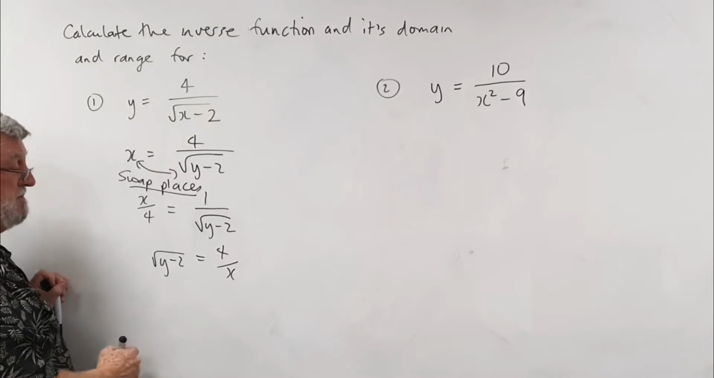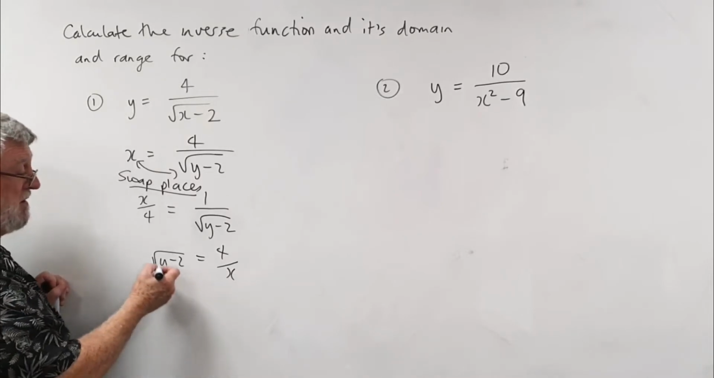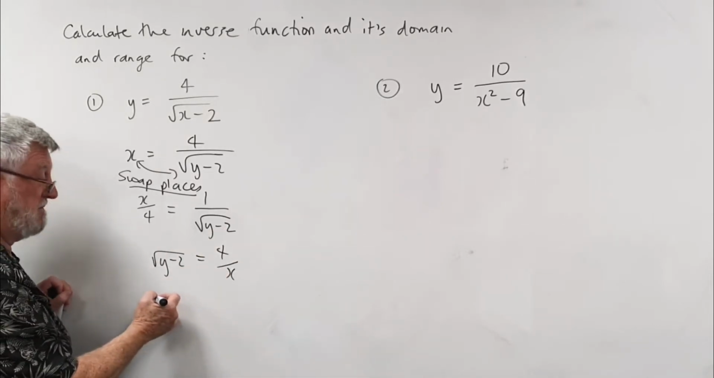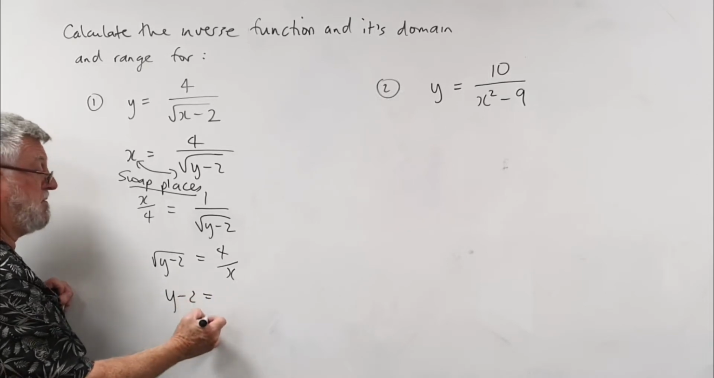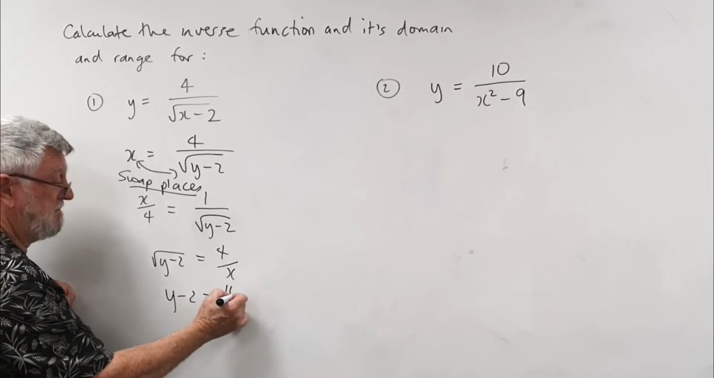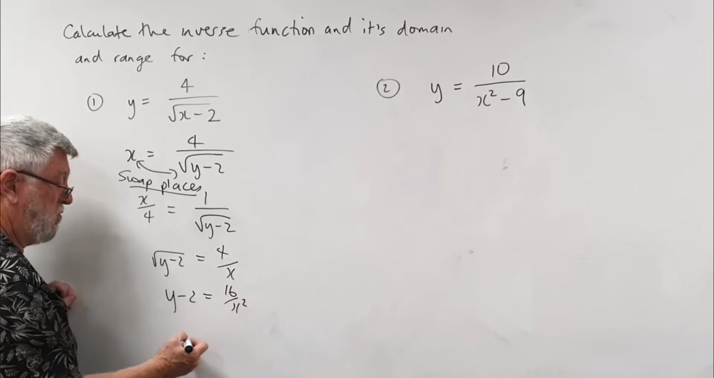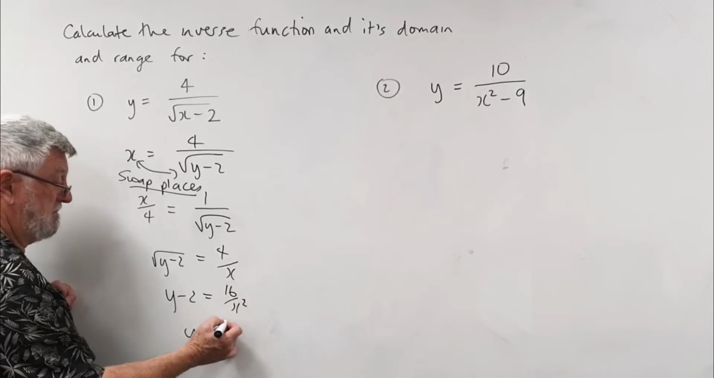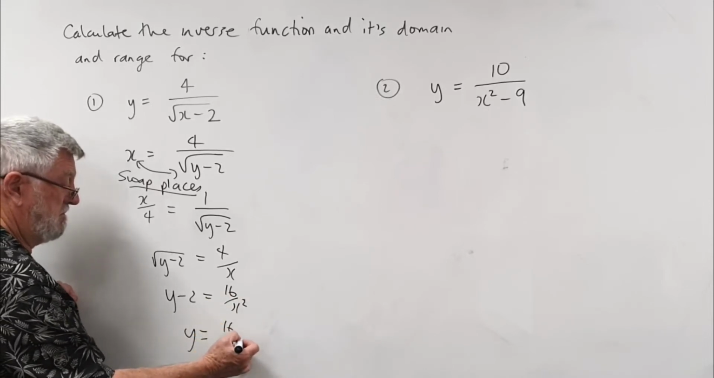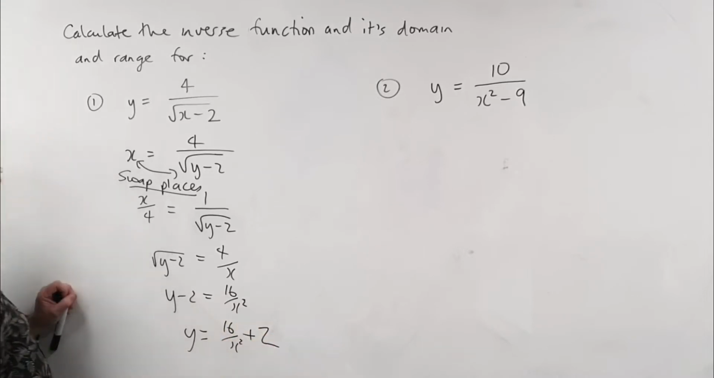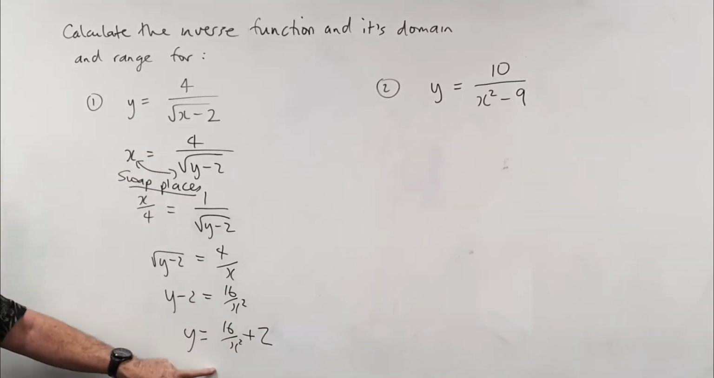And what do we do next? Squared, right. Now, do you write it in or just do it? Just do it. Y minus 2 equals 16 on x squared. Y equals 16 on x squared plus 2. Would you look at this graph or would you look at that graph?